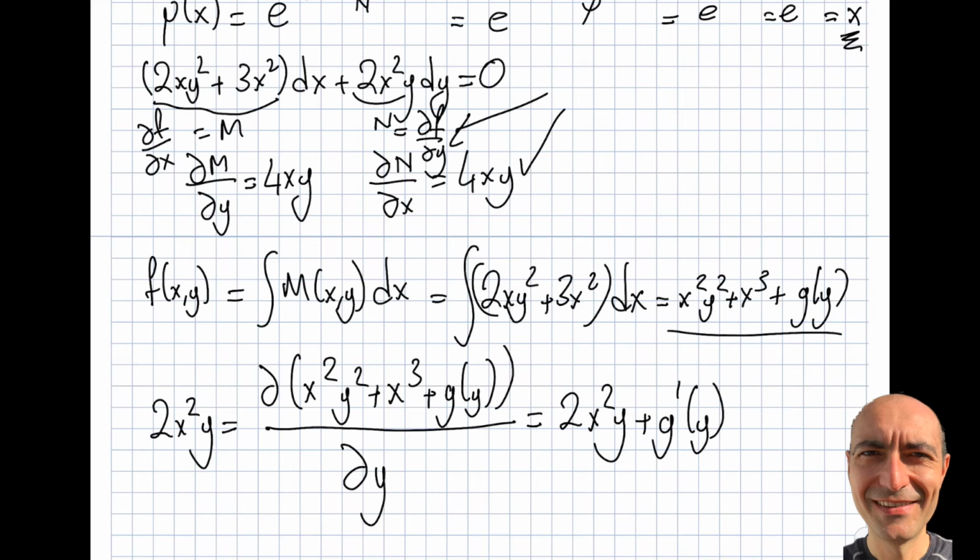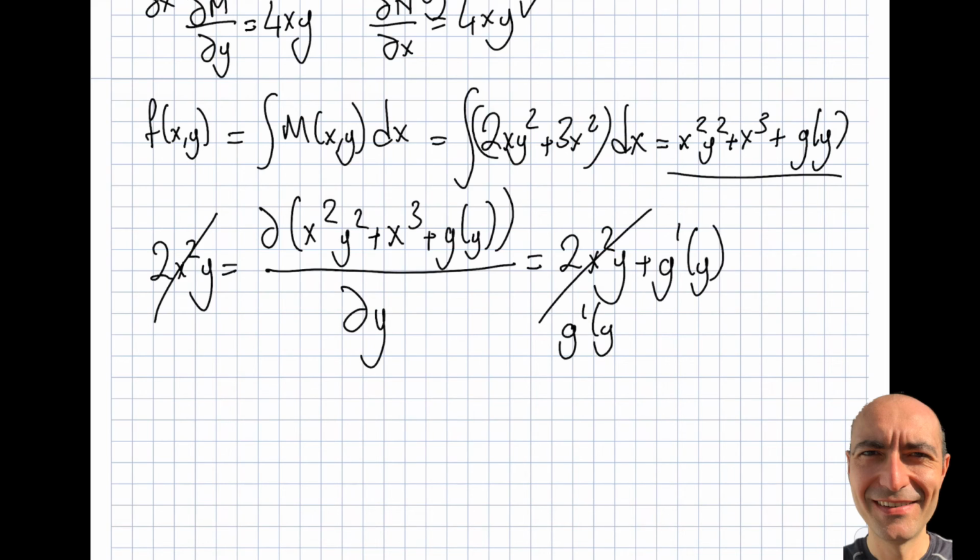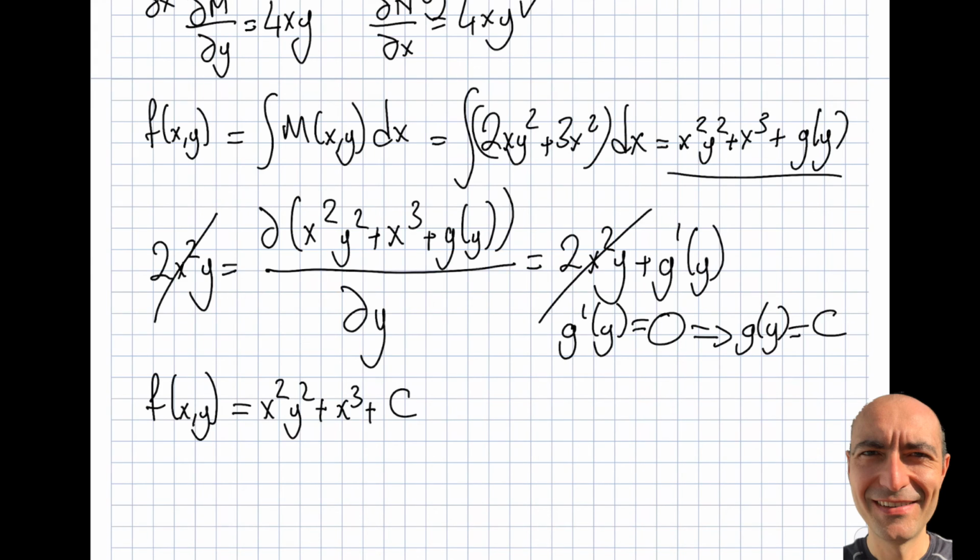Obviously, g prime of y is equal to dg/dy. So you see these are the same. So you can see that I get g prime of y is equal to 0, right? So from here, I get g of y is equal to a constant c. So if I go ahead and write this, f(x, y) will be equal to x squared y squared plus x cubed plus the integration constant c.